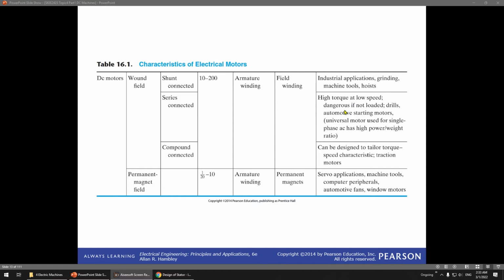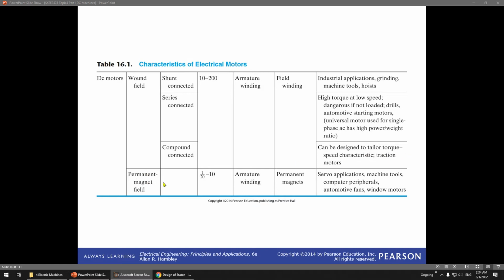It is very dangerous if not loaded. It is usually used for drills and automatic starting motors, so this one is for car starters or motor starters. We use a series connected wound field DC motor. Compound connection can be designed to tailor the torque speed characteristic, so basically it is designed for a suitable torque speed characteristic.